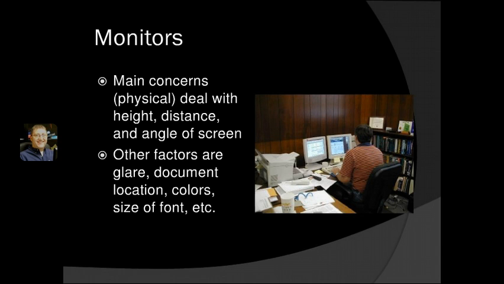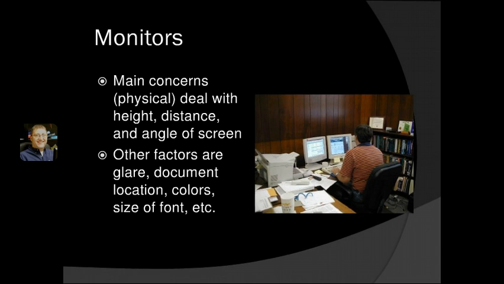We also think about things like how close is the monitor to the documents that you're often referring to at the same time as working. So if you're working from both paper and screen, how close together are those things? Is there a glare? And the glare can come from a variety of sources. We'll talk about that. The color of the font, the color of the background, a lot of things like that.